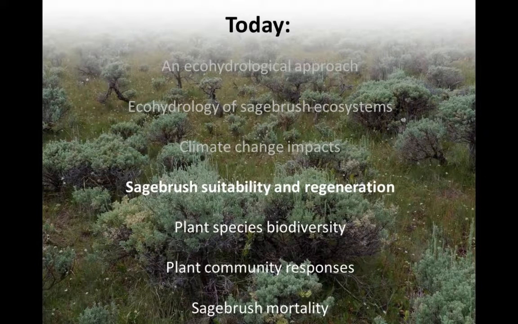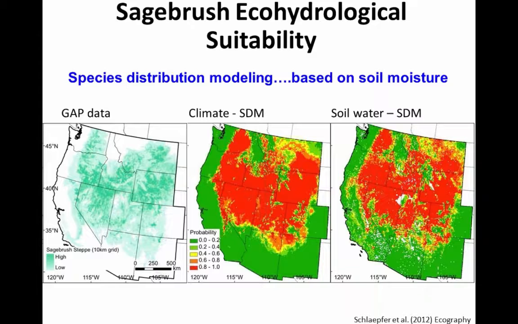And the first one is relatively straightforward. So what do these changes suggest about the suitability of all sites to actually support sagebrush ecosystems, and also about the ability to support sagebrush regeneration? So just taking the first of those, the overall suitability of a location to support sagebrush ecosystems, we approach this through the perspective of species distribution modeling, which hopefully many of you are familiar with.